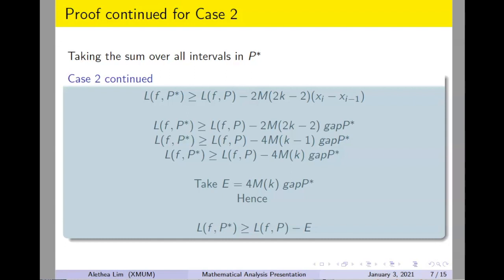When we take E, the error, to be 4Mk gap P star, we get the desired result, which is that the Darboux lower sum of f, P star is greater than or equal to the Darboux lower sum of f, P minus E.